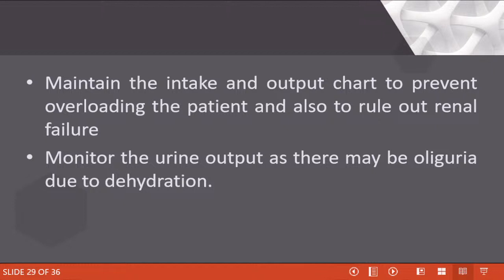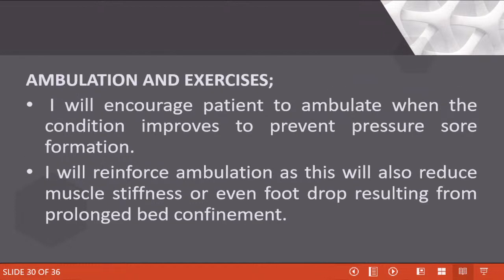I will maintain an intake and output chart to prevent overloading the patient and also to rule out renal failure, and I will monitor the urine output as there may be oliguria due to dehydration. Having talked about that, let's talk about ambulation and exercises. I will encourage the patient to ambulate when the condition improves to prevent pressure sore formation and promote blood circulation.